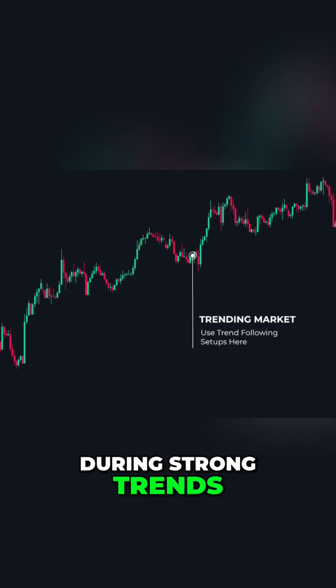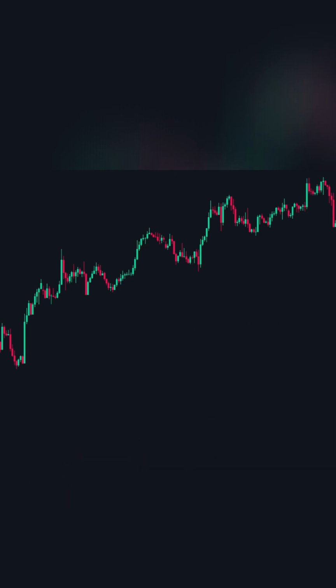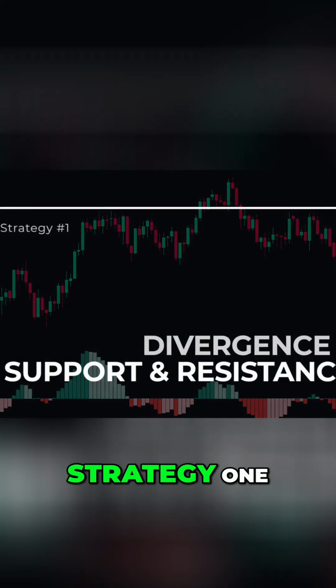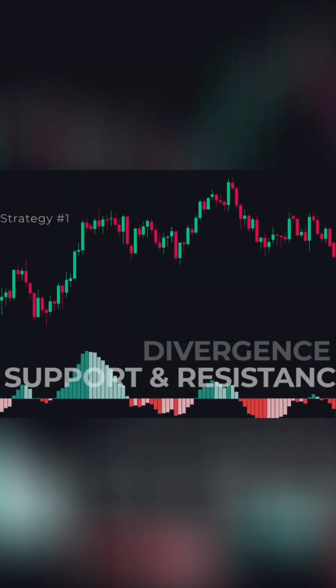During strong trends, the trend-following strategies will help you catch pullbacks. Strategy 1. Divergence plus support and resistance.